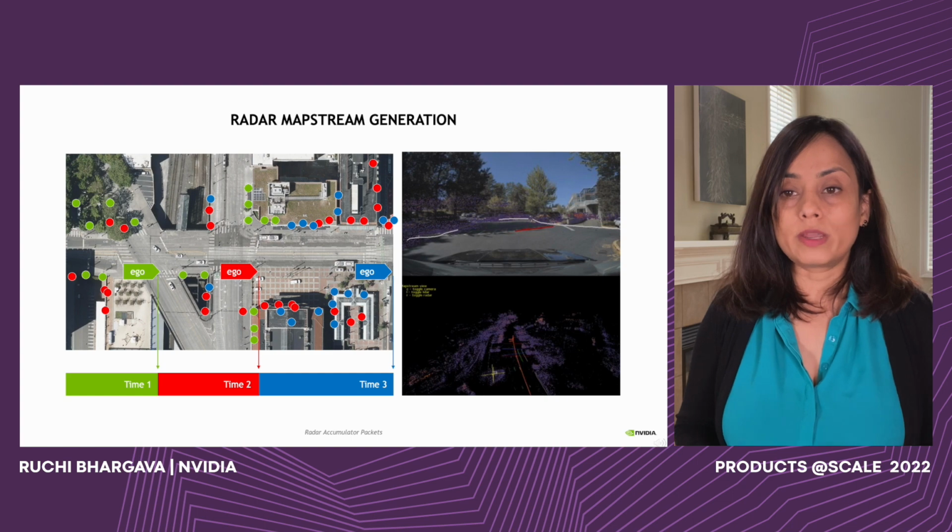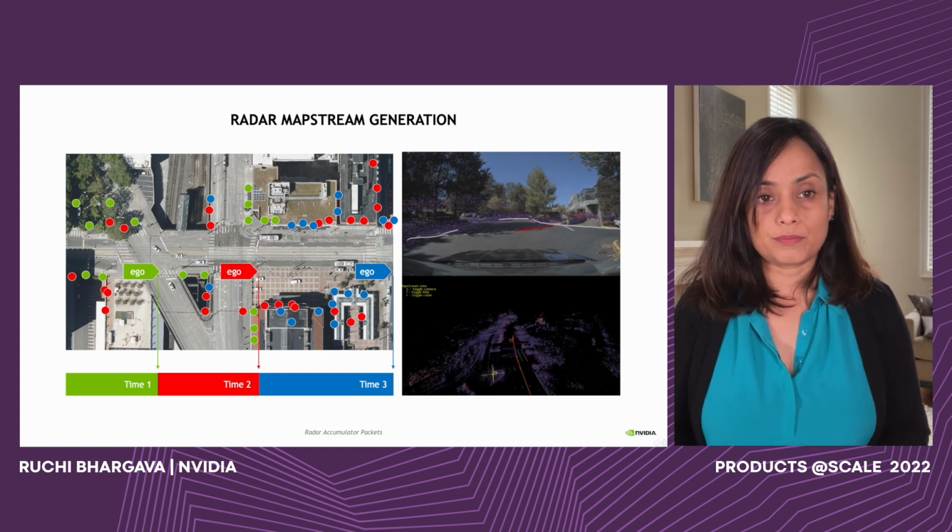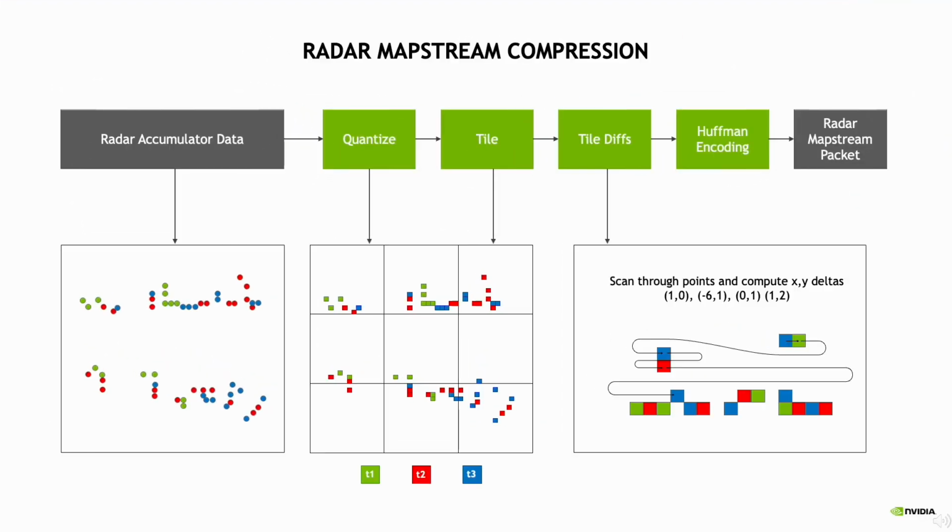So let's see how we compress the radar point clouds as the next step into map stream packets. So the raw point clouds take a lot of network bandwidth. So we compress and convert them into map stream packets. We create a fine resolution grid around the pose of the radar map stream packet and quantize the radar point cloud onto this grid. The quantized data is then tiled into larger cells, and compression is applied to each spatial cell by spatial differencing of consecutive values. And then as a final step, we apply Huffman encoding.